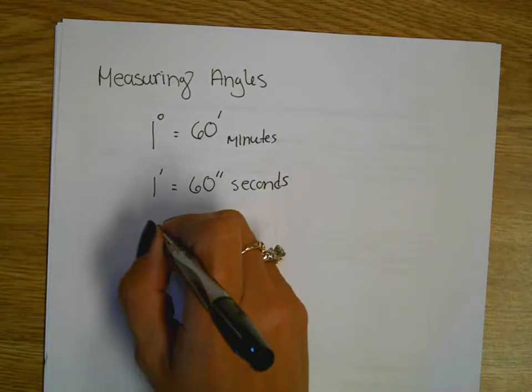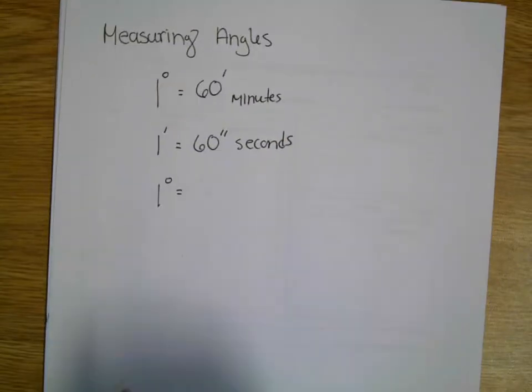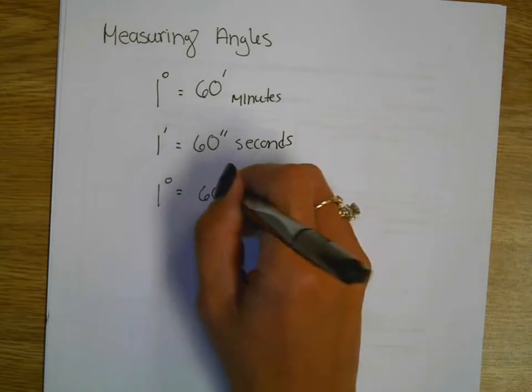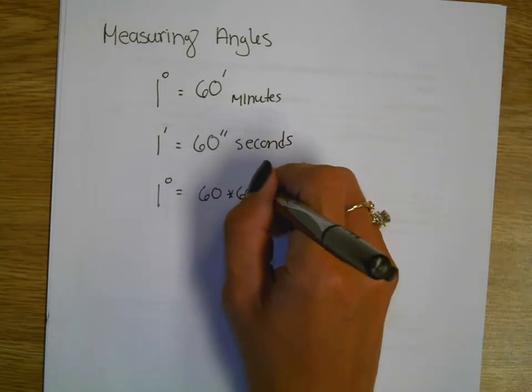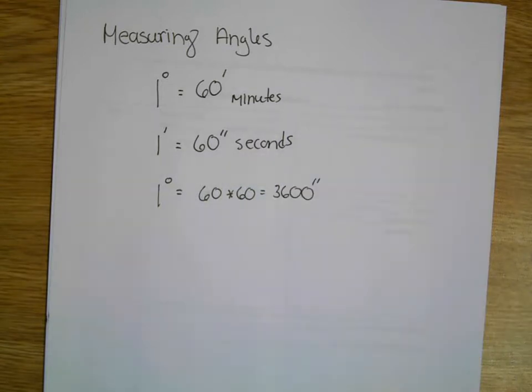So then tell me, how many seconds are there in 1 degree? If there's 60 minutes, and each one of those minutes is 60 seconds, how do I figure out how many seconds there are? 360? You're close. Yeah, 3,600, because you're taking the 60 minutes and multiplying by the 60 seconds. You got your 3,600 seconds.